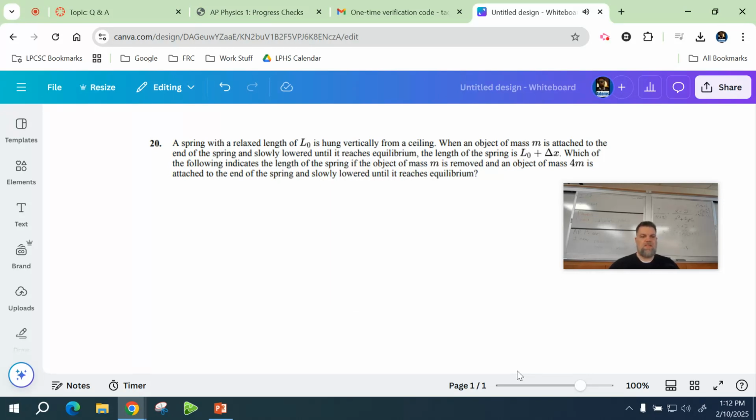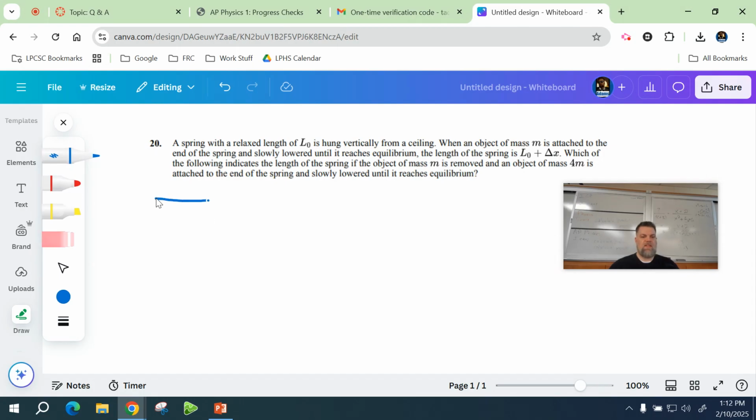All right, so this says that a spring with a relaxed length of L naught is hung vertically from the ceiling. So let's sketch out what we're doing here. I've got my ceiling here, and I have a spring, and the distance from here to here is L naught.